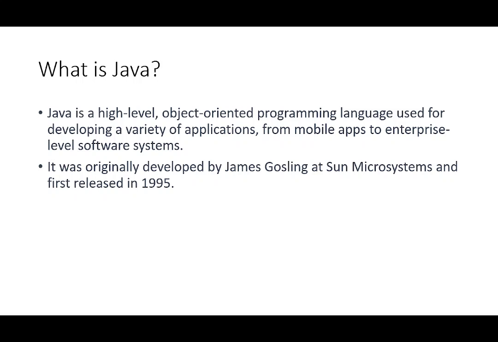What is Java? Java is a high-level, object-oriented programming language that is used for developing a variety of applications. So what is an object-oriented programming language? An object-oriented programming language is a model that is organized through the use of classes of objects that have methods that allow access to information and manipulation of that object. We'll be going into more detail on what that exactly means, but for now, just know that it's different from other languages. It was originally developed by James Gosling at Sun Microsystems and first released in 1995.